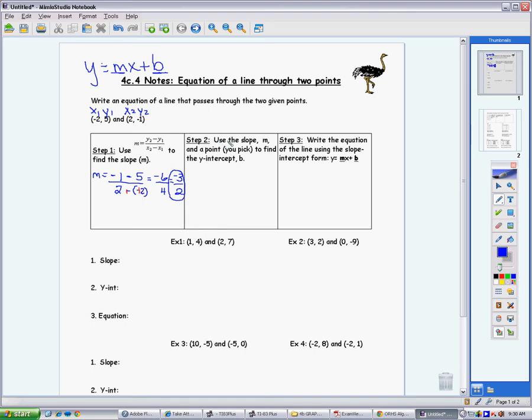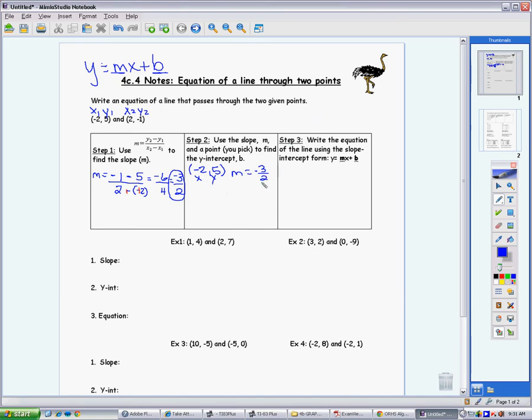Next, we're going to use the slope and pick a point. And again, you get to pick the point to find the y-intercept. So you can pick x1, y1, or you can pick x2, y2. Those are both points on the line. This is similar to what we did on 4C.2. And I'm going to pick -2, 5. And that's my x-coordinate, that's my y-coordinate, and my m is -3 over 2 because we found it.